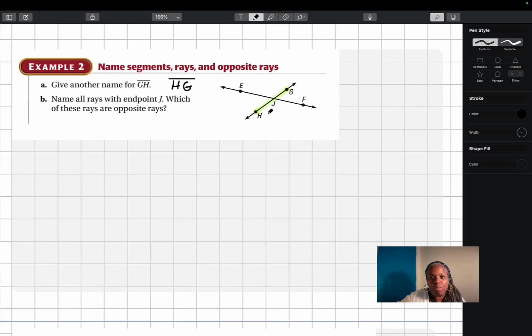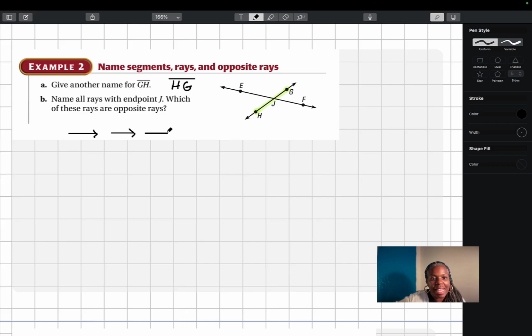That's the same, I'm referring to the same exact segment here. Part B says name all the rays with endpoint J. Do you remember what a ray is? A ray looks like an arrow, and when we name a ray, this is the symbol that we use. We use just an arrow.